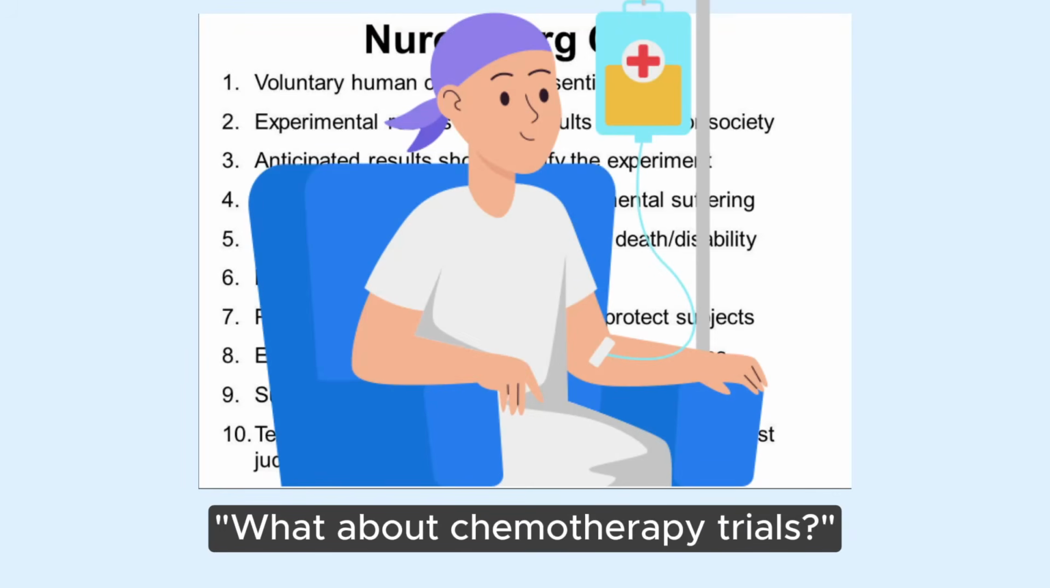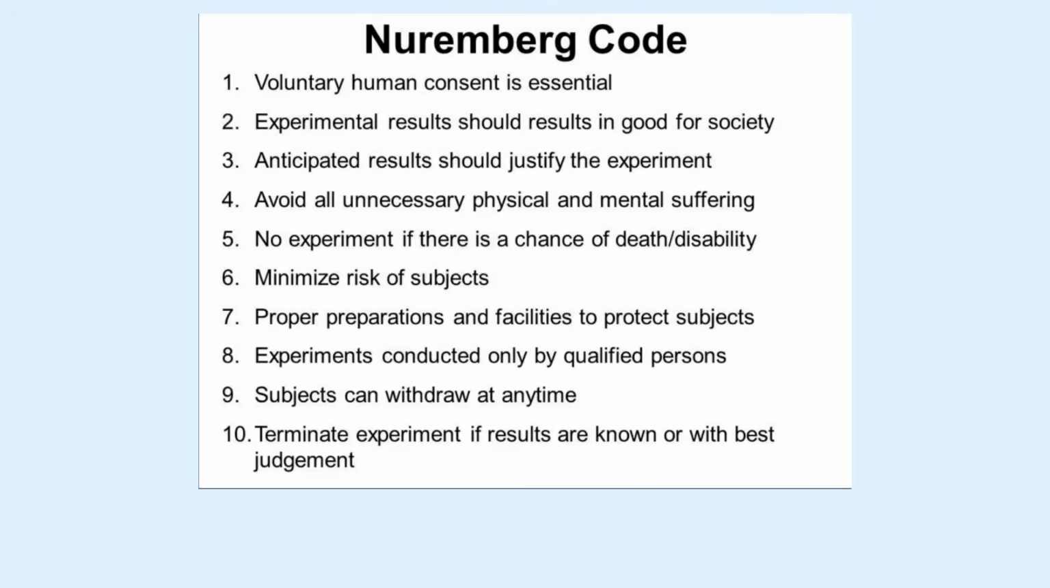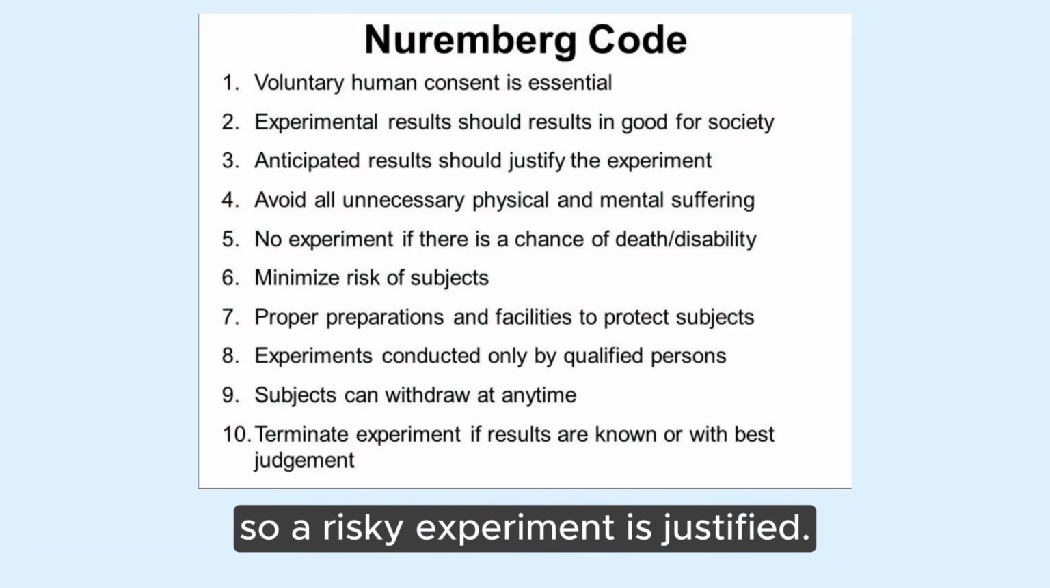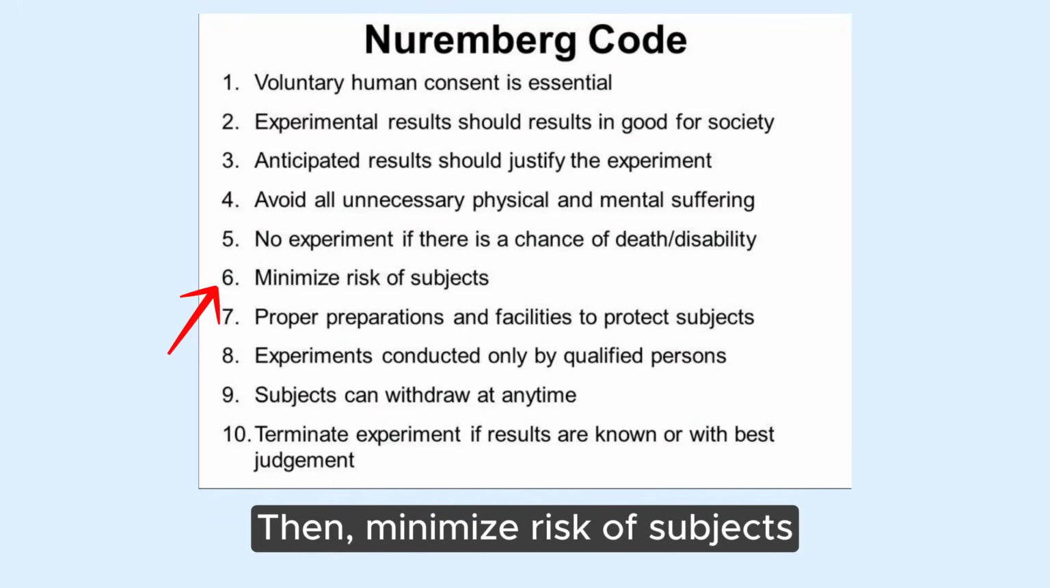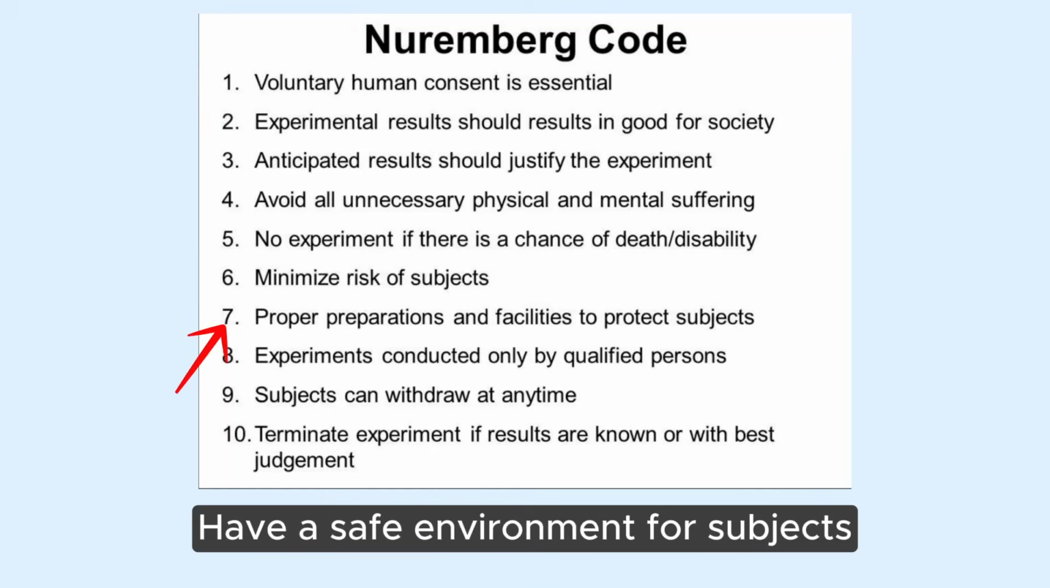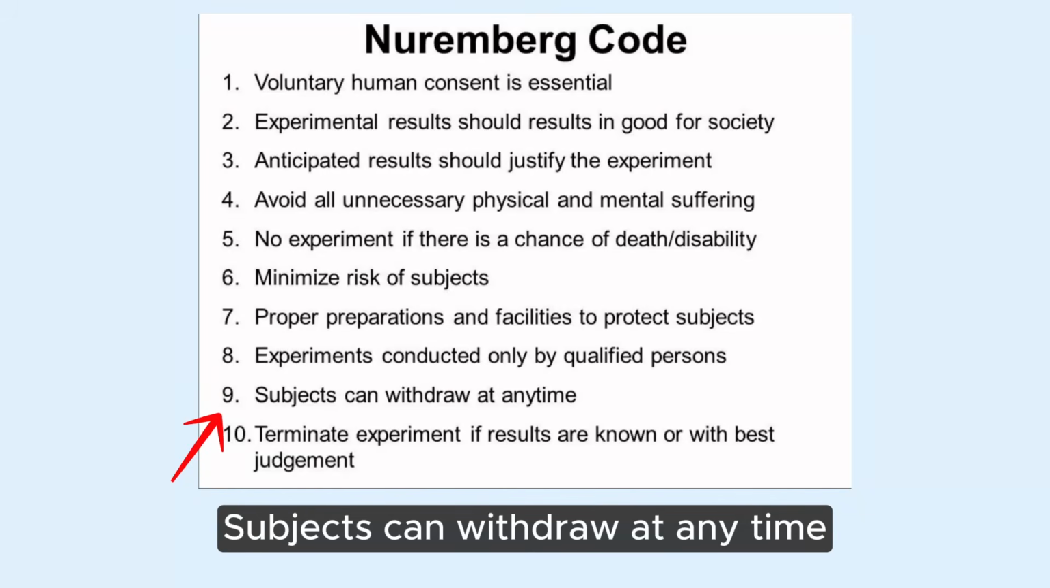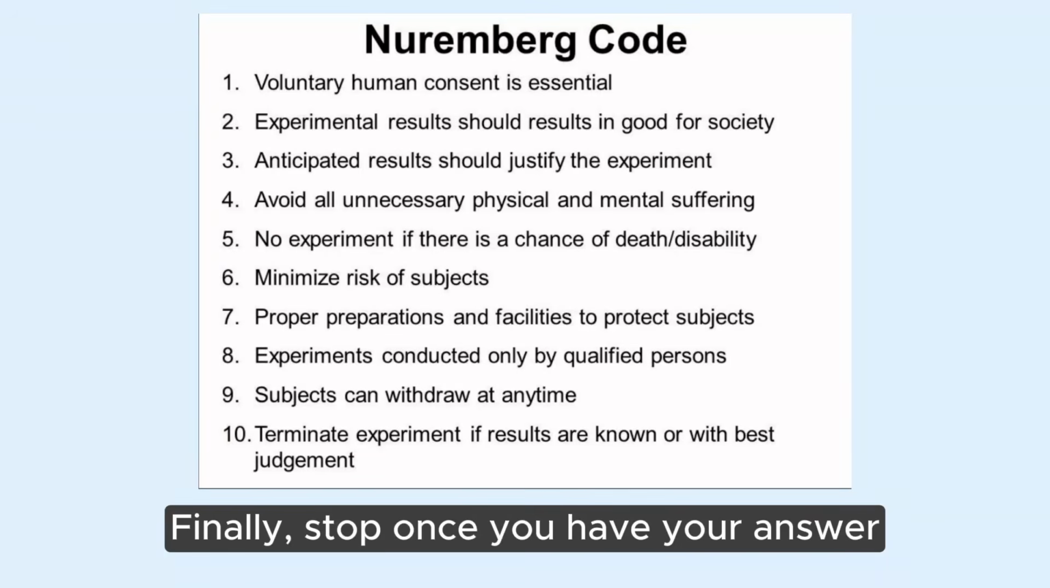What about chemotherapy trials, you might ask? This goes back to point 3. Advanced cancer is almost certainly deadly, so a risky experiment is justified. Then, minimize risk of subjects. Have a safe environment for subjects. Experiments are conducted by qualified persons. Subjects can withdraw at any time. Finally, stop once you have your answer.